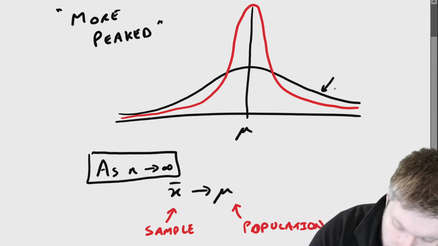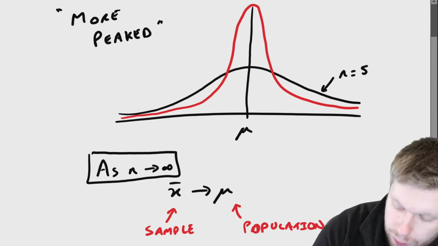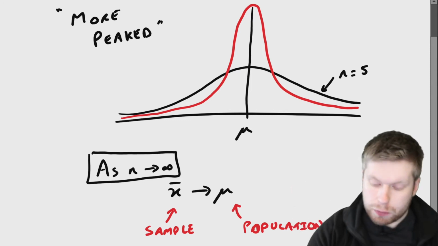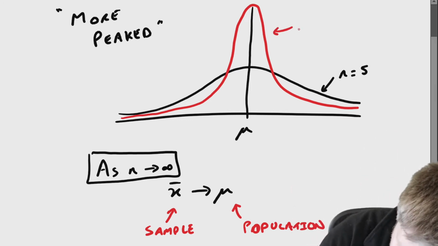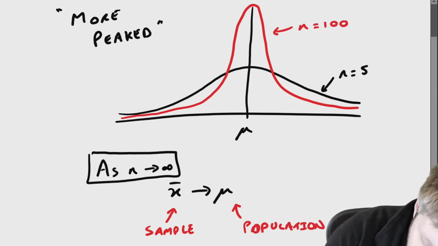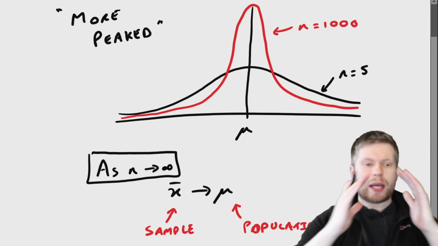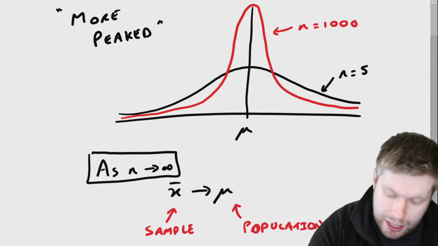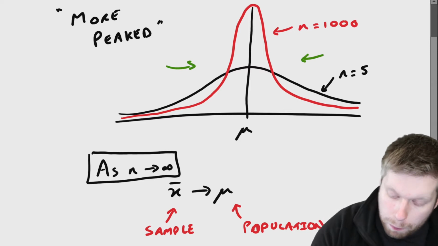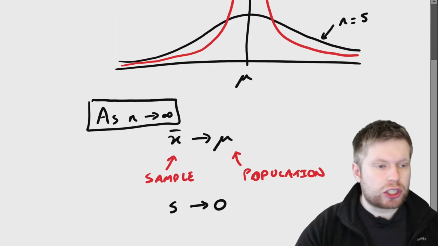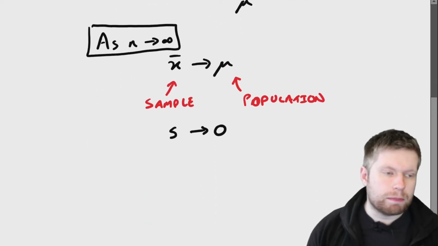For a low number of samples, like n equals 5 or something, it's quite a spread out distribution. But then as I consider more and more samples, for example n equals 1,000, that distribution effectively becomes less spread out. So the spread is decreasing, okay? It's kind of becoming more pointed. And the feature which describes the spread is the standard deviation, okay?